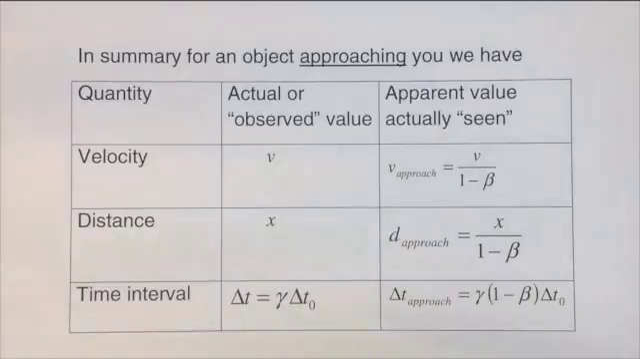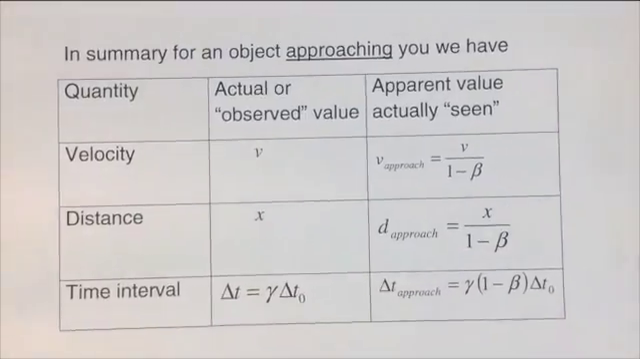Time dilation is also affected, so there is the standard time dilation formula. If something is coming towards you, we have to again introduce this extra factor of 1 minus beta. And just to remind you, the delta t naught is the time that passes on a clock in its own frame of reference. The delta t approach is the time that you as a stationary observer experience while you see delta t naught pass on that moving clock.